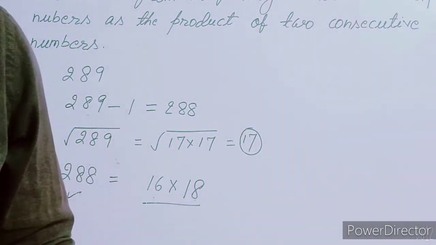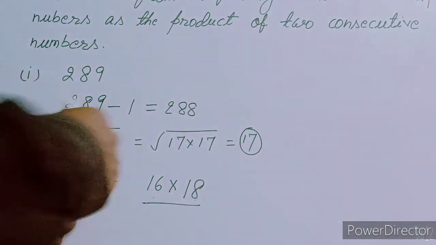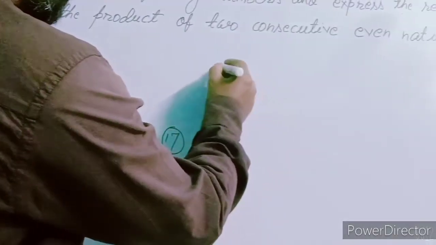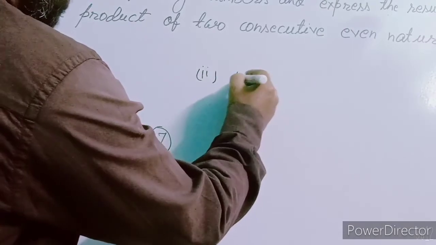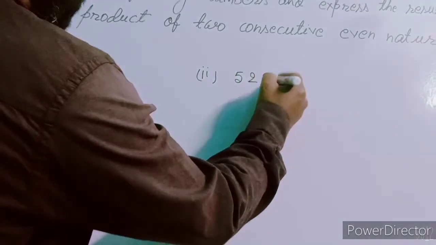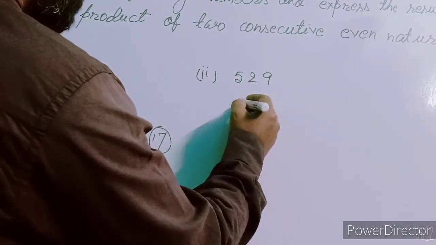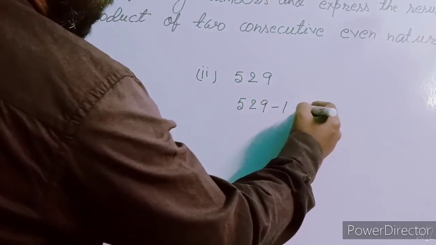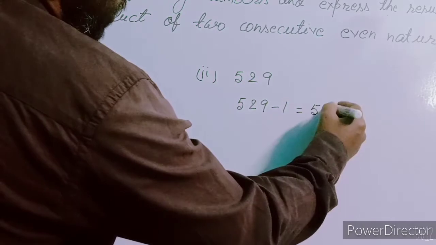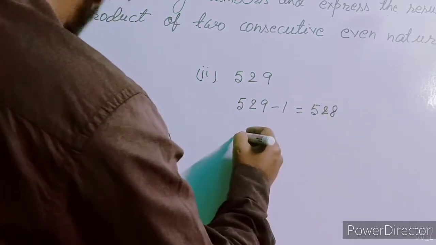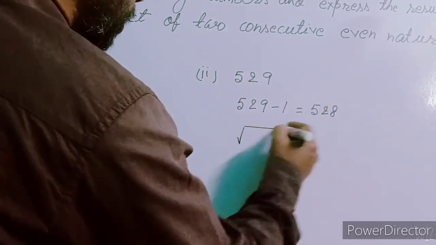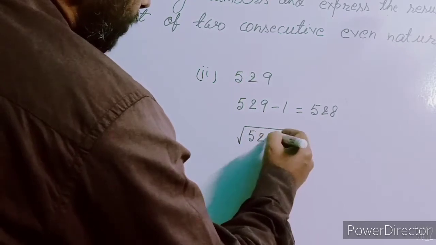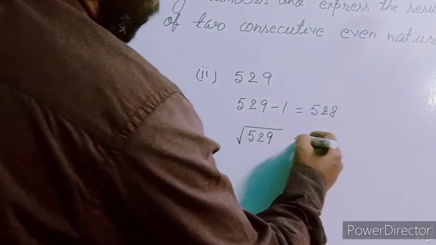That number is 529. In this part I am writing Roman number 2. The number is 529. We subtract 1 from the given number. 529 minus 1 equal to 528. Now you find the square root of 529.